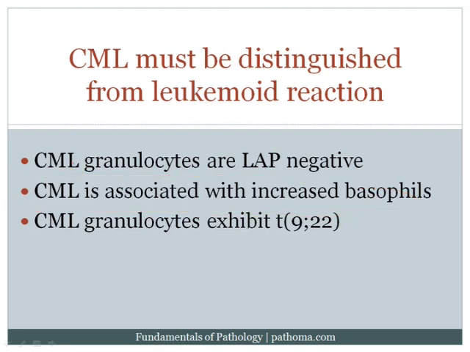The third way that we could make this distinction is to simply look for the translocation. In a reactive leukemoid reaction, where we have a high white count with neutrophils due to infection, there would be no 9;22 translocation. If the 9;22 translocation is present, it is a defining feature of CML.